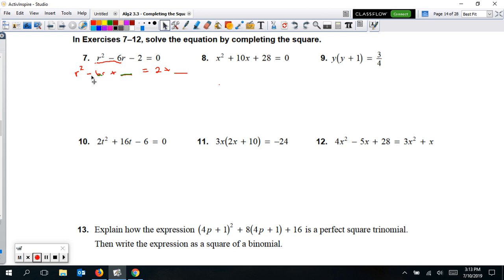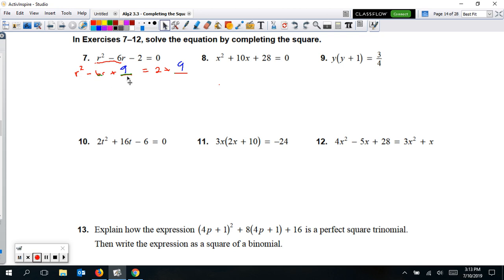We take our b number, divide it by 2. So we've got to figure what number is going in here. We've already done this. Half of this is 3, and then square it. That's going to give us 9. So 9 goes in here, which means that's the number we have to add to both sides. So we're going to add 9 to both sides.